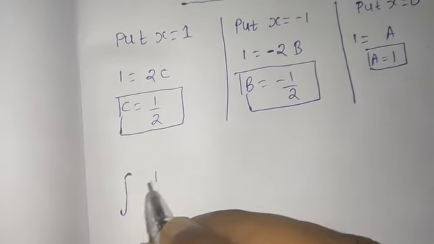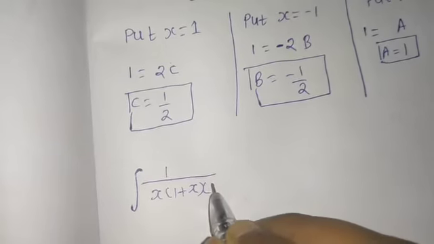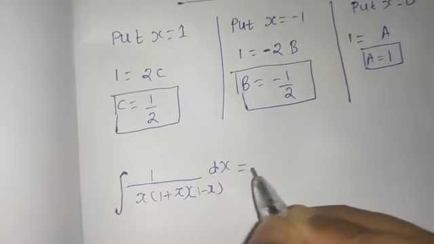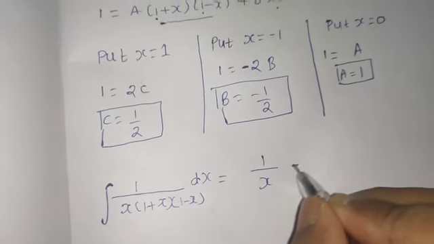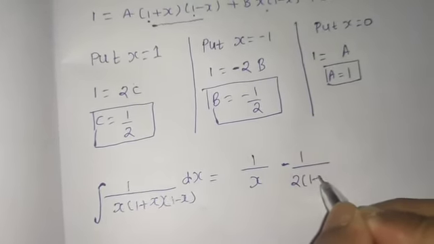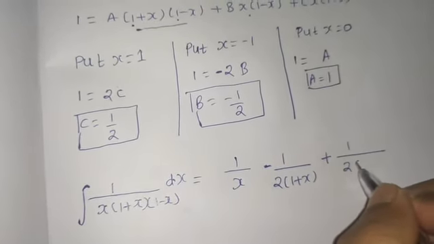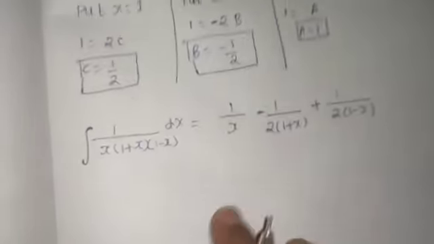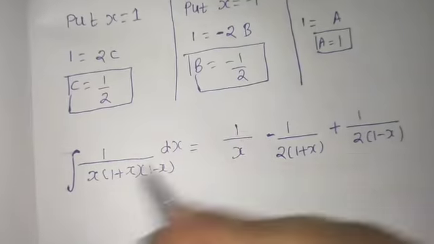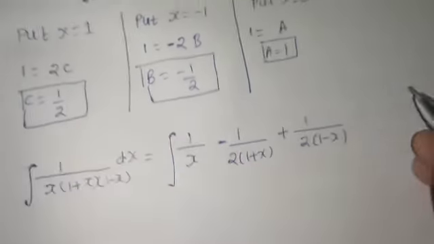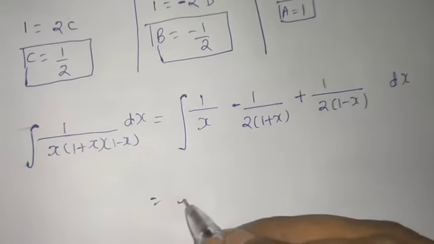So integral of 1 upon x dx can be written as A, which is 1 upon x, B, which is minus 1 by 2 divided by 1 plus x, plus C, which is 1 by 2 divided by 1 minus x. Integration, this was equal to this thing. So if you have integrated both sides, the integration sign comes on both sides. So integration of 1 by x, as you all know, is ln x.